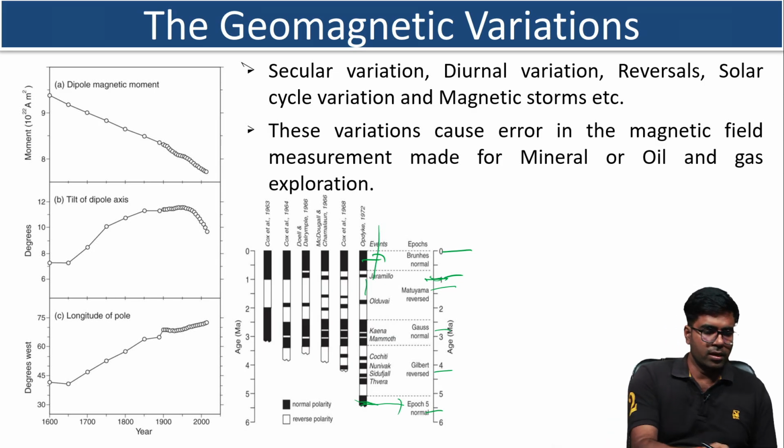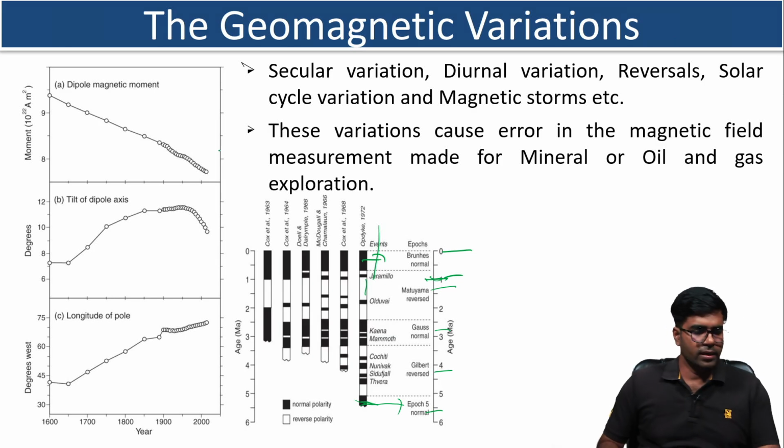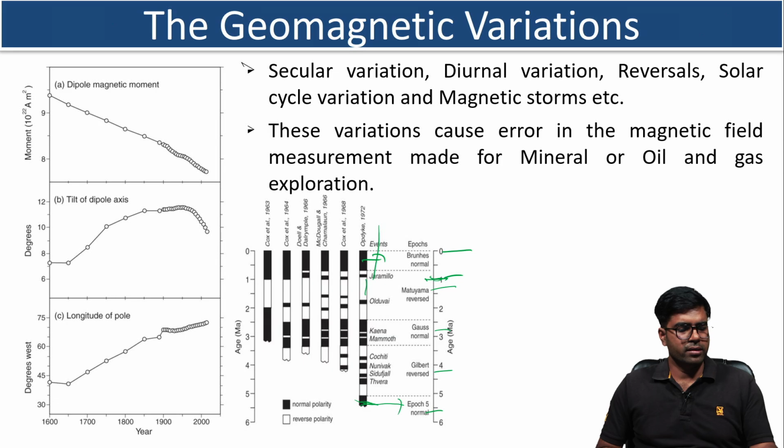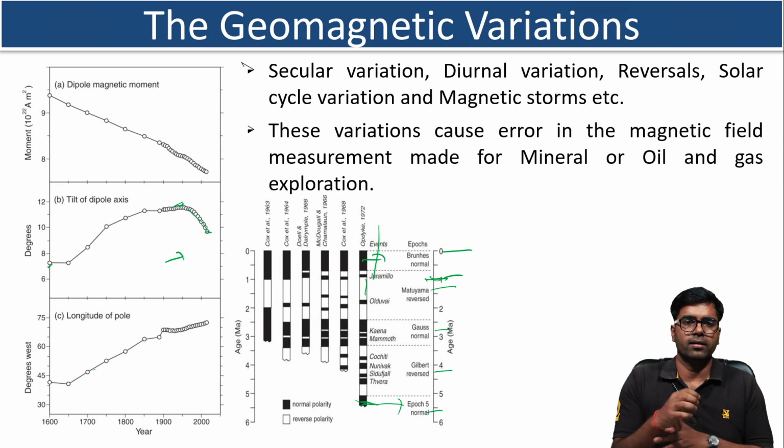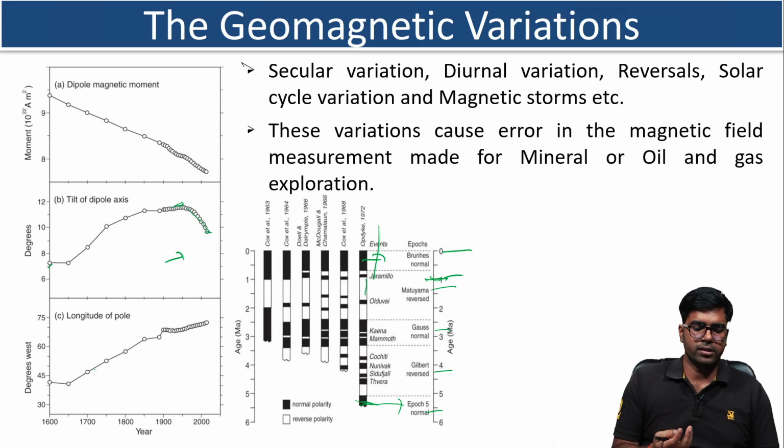So, there are some other changes in the dipole magnetic moment and the tilt. This is the tilt of the dipole axis. We can see it starting from 8 degrees towards 11.5 degrees, then coming down to 10 point something degrees. Then the longitude of the poles is also changing, the poles are shifting, which is called polar wandering. APW, apparent polar wandering paths, are also studied. There is a lot of variation.